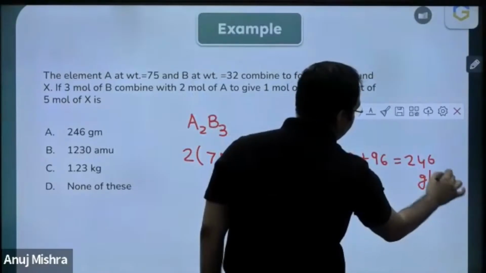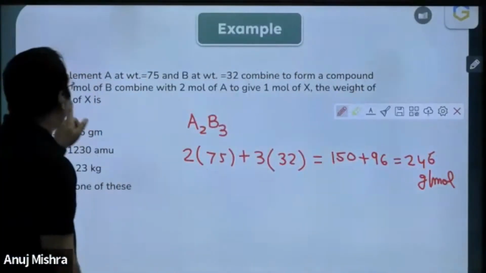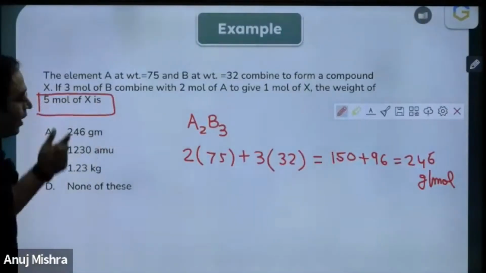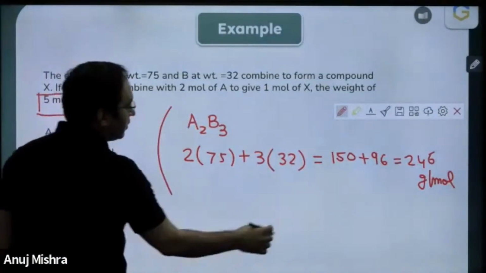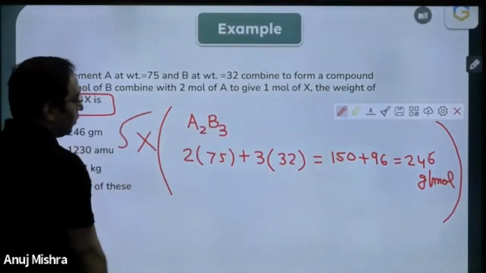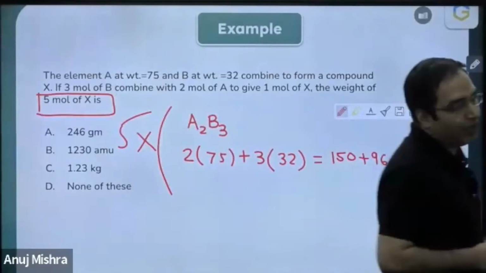But this is not the answer, because the question is for 5 moles of X. 5 moles of X, what will be the number? This is for 1 mole. For 5 moles, it is 5 times more. So what's my answer? Option B. Yes, 1230 grams or 1.23 kgs.